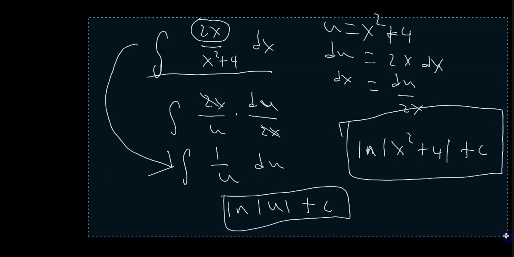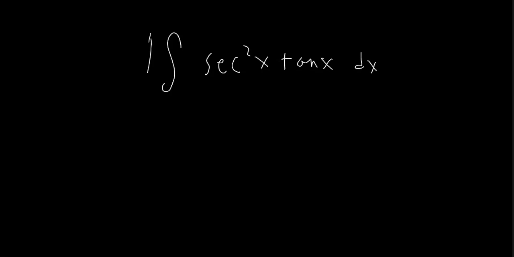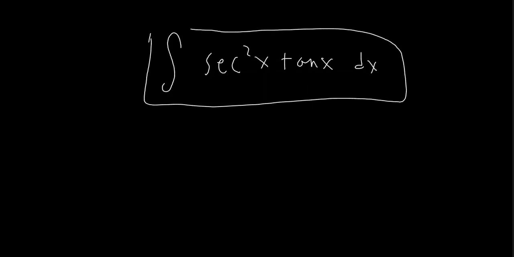Okay, now I'll give you a harder problem, and this problem will require trig. So take a moment to solve this problem, and I'll get back to you after you're done. So secant x squared times tan x. Okay, that's the problem. So take a moment and try to solve this problem here. Pause the video.